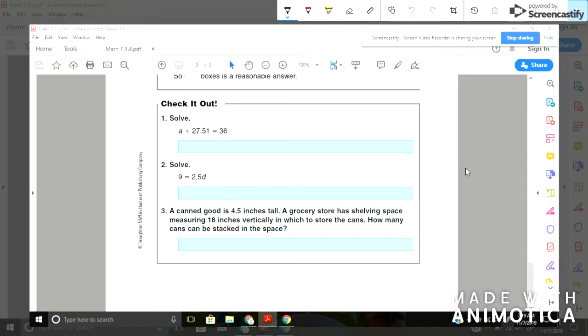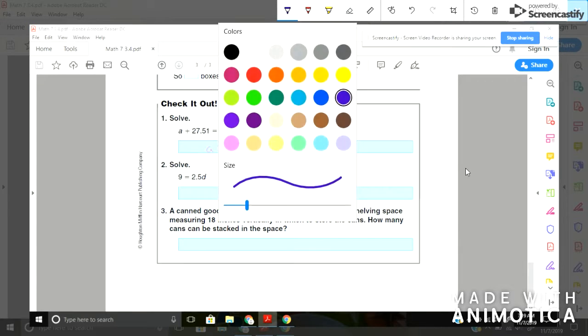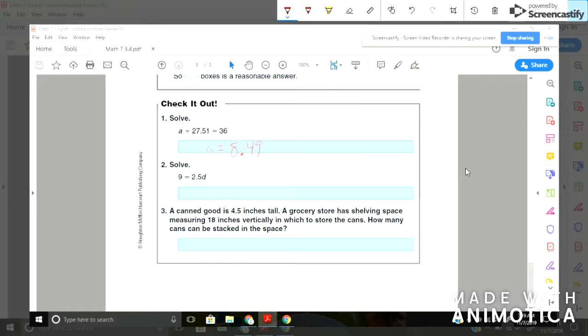All right, hopefully you've had a chance to work these out. You'd have to subtract 27.51 on both sides, so you'd get an answer of 8.49. That kind of looks like a crayon. Maybe I'll use a different color here, it's kind of tough to see. And number 2, you'd have to divide by 2.5 on both sides, so you should come up with D equals 3.6.